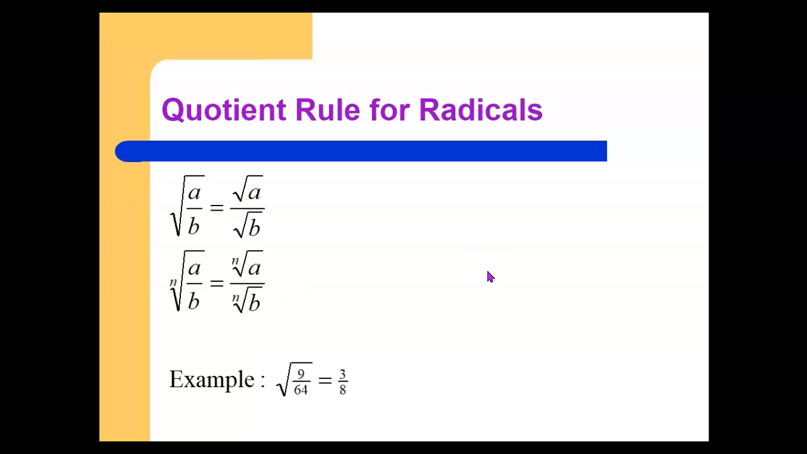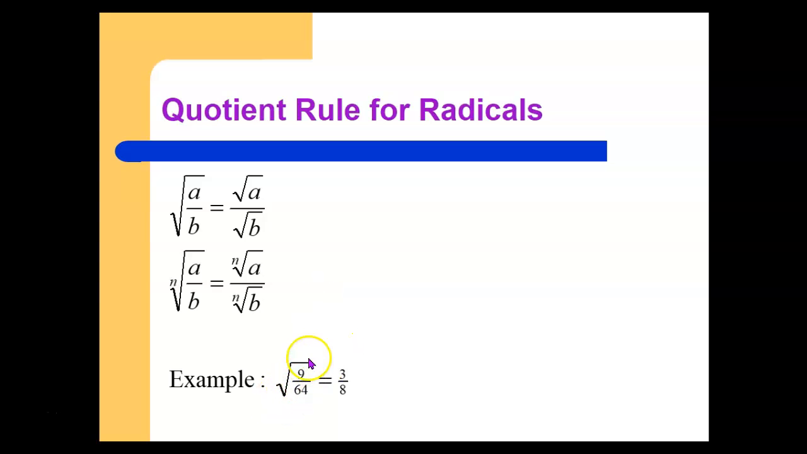And then the quotient rule for radicals says that the square root of a over b equals the square root of a over the square root of b. And the same rule still applies to other kinds of roots besides square roots. So it applies to cube roots, fourth roots, and so on.